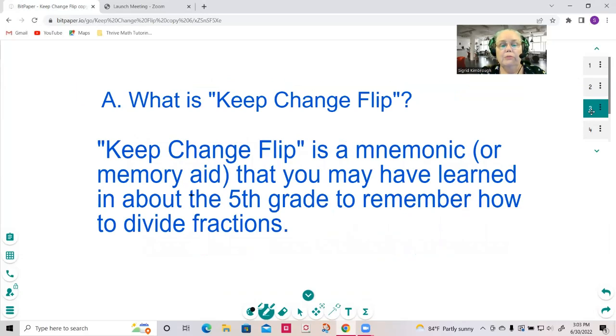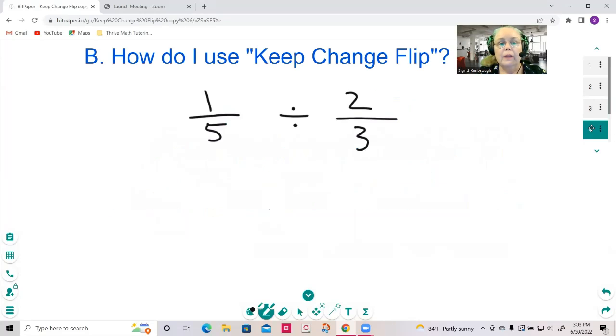So what is keep, change, flip? Keep, change, flip is a mnemonic device or memory aid that you may have learned about in about the 5th grade to help you to remember how to divide fractions, which was wonderful in 5th grade. That worked for you, and you got the right answer. And now we're going to review how to use keep, change, flip.